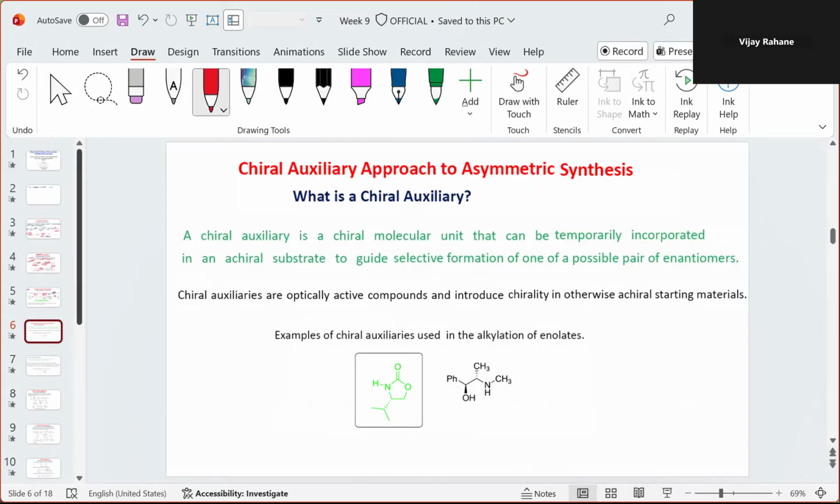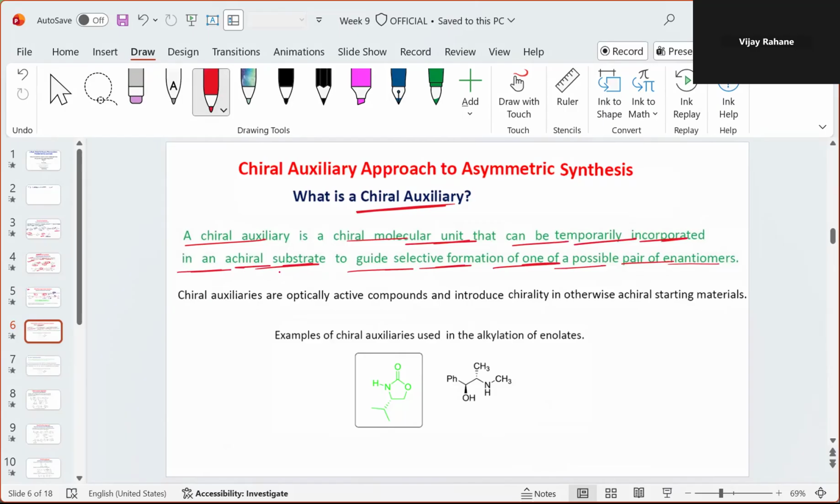Okay, so what is a chiral auxiliary? A chiral auxiliary is a chiral molecular unit that can be temporarily incorporated in a chiral substrate to guide the selective formation of one of the possible pair of enantiomers. So basically, this is a temporary unit, and you need to add that to the chiral substrate.